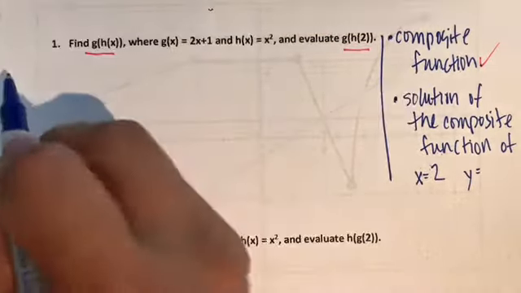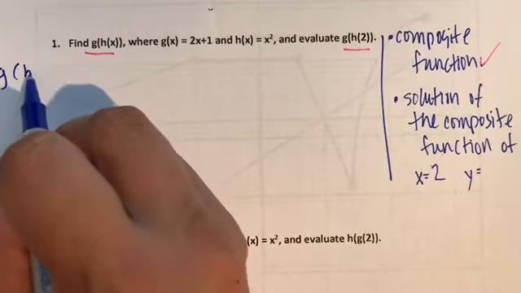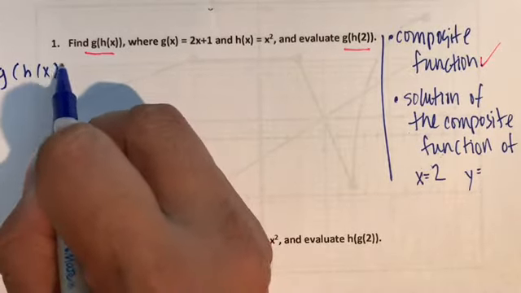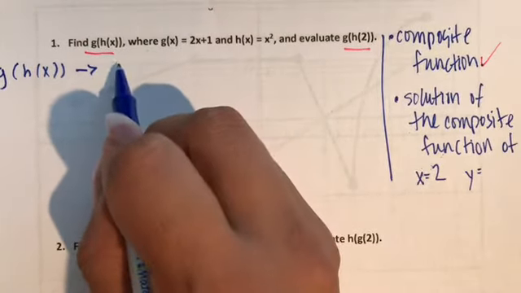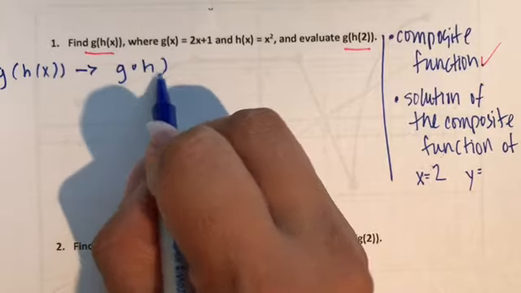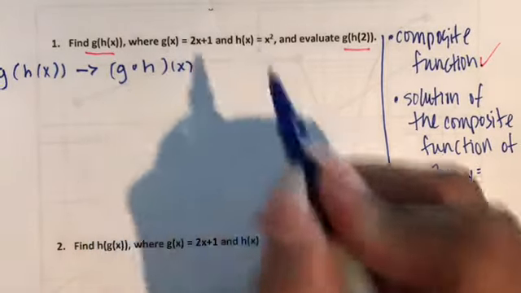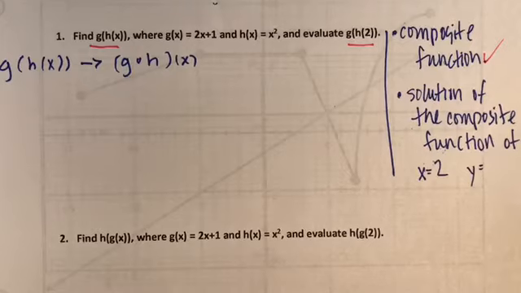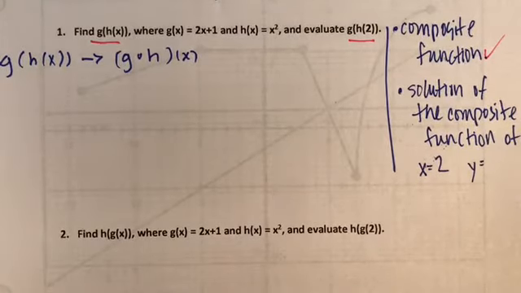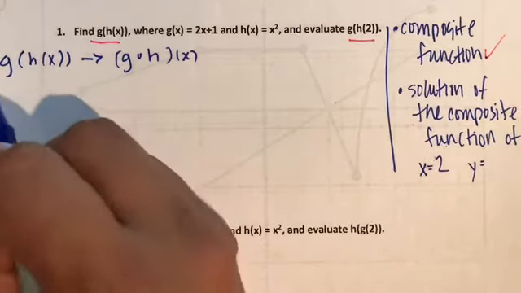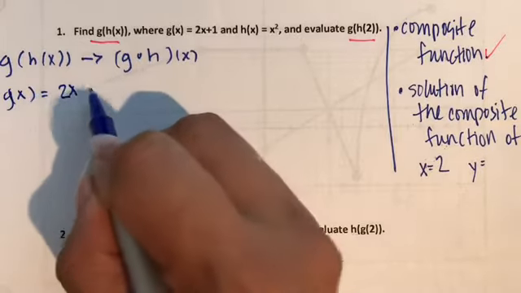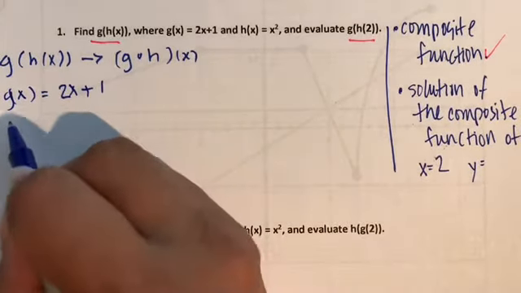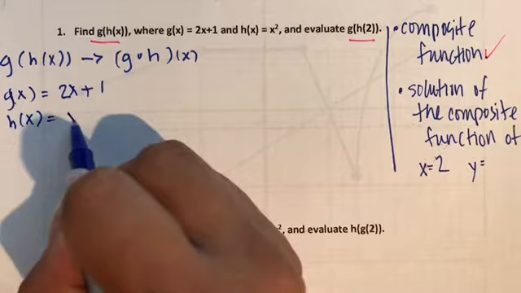So let's find g of h of x. This is the same notation as saying g of h of x, which is what you've been seeing on your IXL assignments when we first looked at composite functions. So g of x equals 2x plus 1. H of x equals x squared.